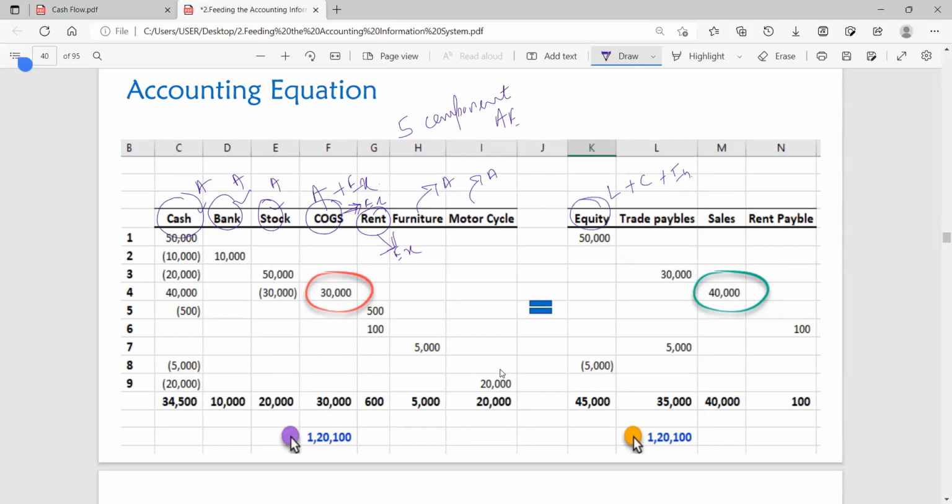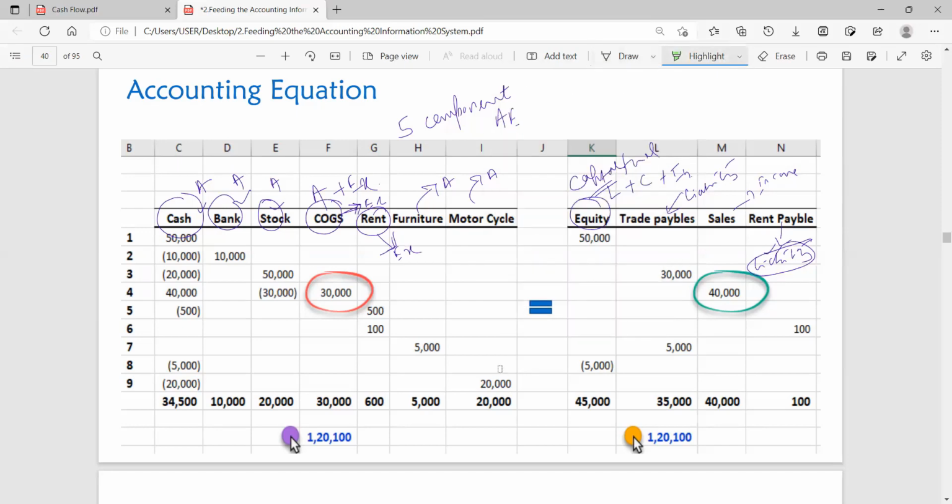On the other side we have equity, which I told you is also called capital fund or capital. Trade payable is a liability: how much we have to pay to our suppliers, that is trade payable. Sale is income, and rent payable is a liability: how much rent we have to pay to the landlord. Some rent we have paid, still something is due to him or her, so that is also an obligation or liability. So these are the account heads, which may be asset, liability, income, expense, or capital.